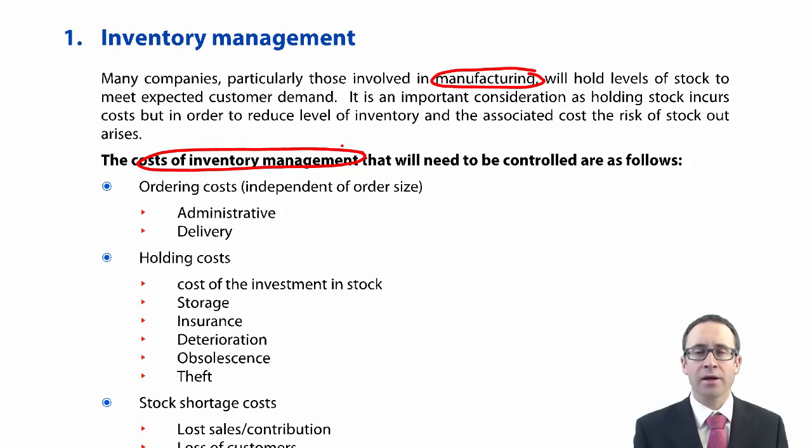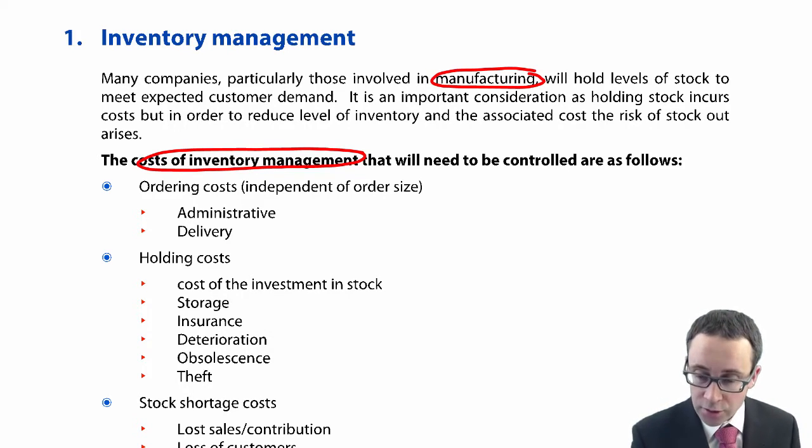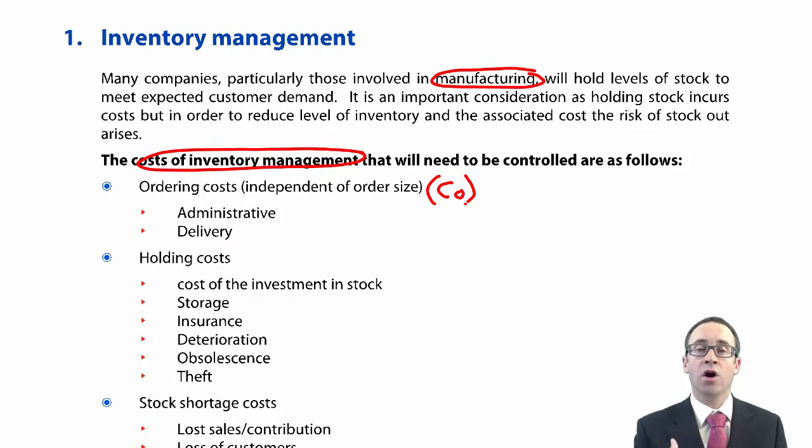And we want to make sure that we're balancing the level of inventory with the level of cost that we are incurring. So within the notes here, there are 4 considerations to look at when we're trying to look at the cost of our inventory management. The first one is our ordering costs, sometimes referred to as C suffix O. The cost of ordering a batch of goods.